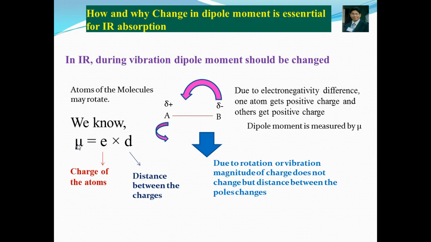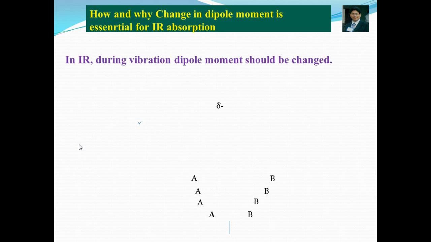Due to rotation or vibration, the magnitude of the charge does not change, but the distance between the poles may change. This is why, in IR, during vibration the dipole moment should be changed.